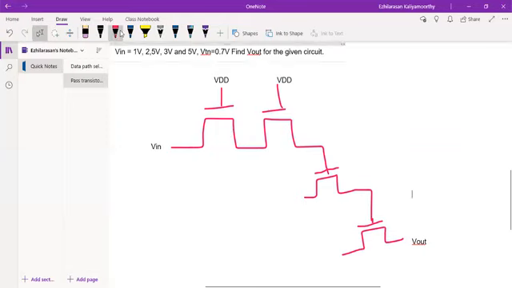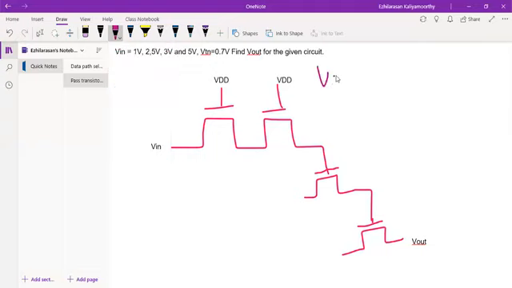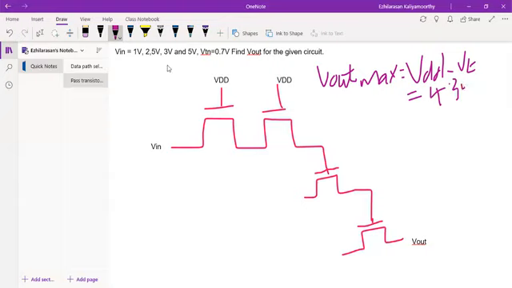Okay, so let us go for the numerical now. First input is 1 actually. What's the V out max? V out maximum is how much? Maximum it can deliver is VDD minus VT, that is nothing but 4.3 volt, because VDD is 5 and VTN is 0.7. So 4.3 is maximum.